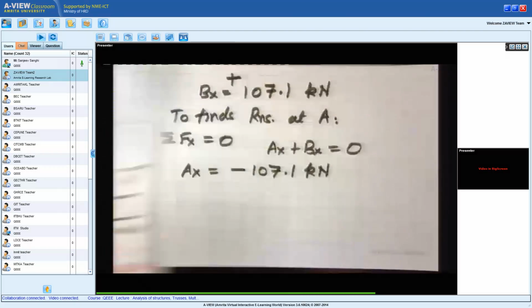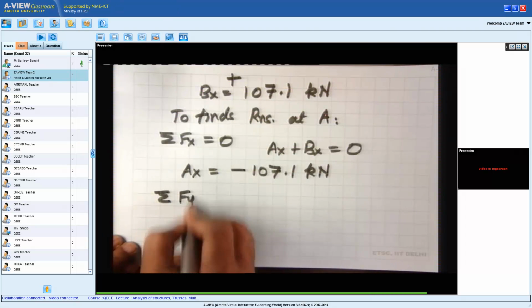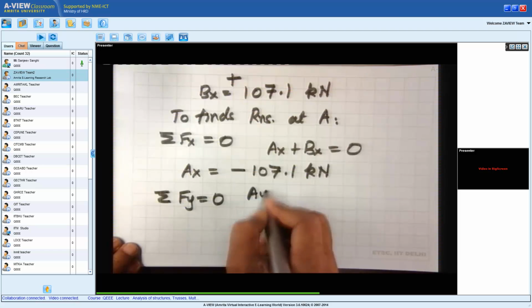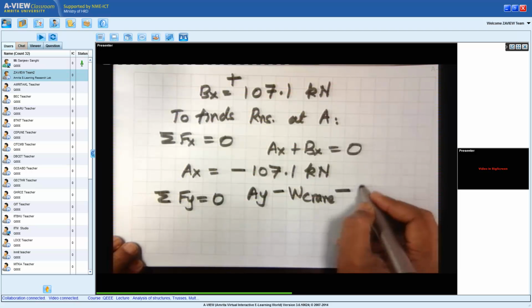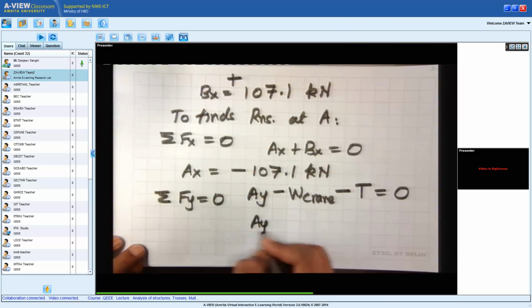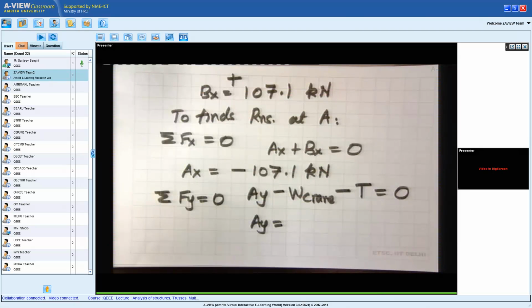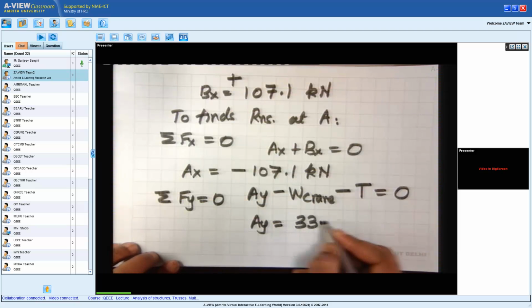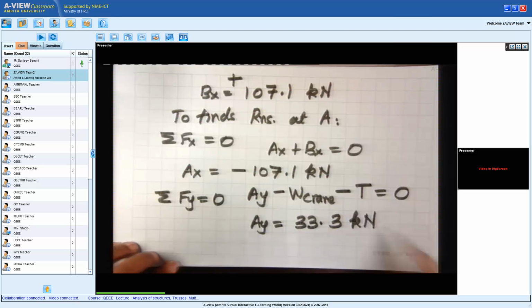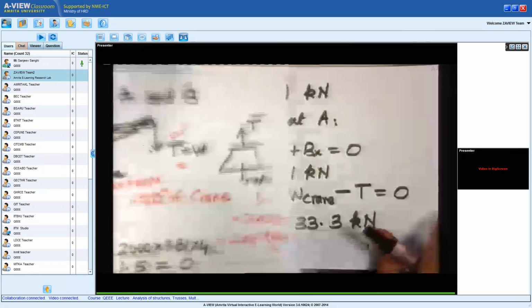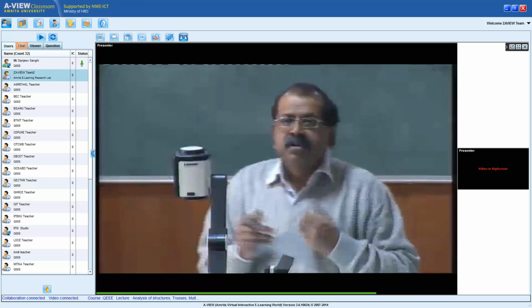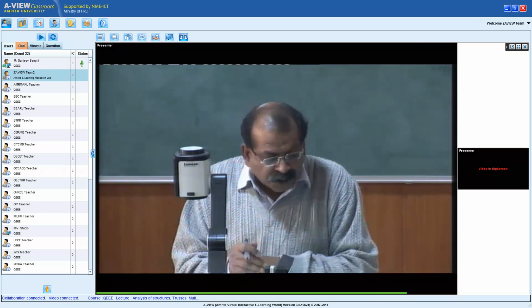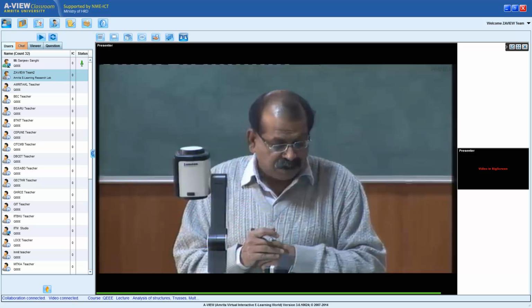And to find Ay, we can apply sigma Fy is equal to 0. That will give me Ay minus W crane minus T is equal to 0. And this gives the final answer as Ay is equal to... you add up the two weights and that will give you Ay. So this is how we solve a problem of this type. So planar problems can be solved by applying sum of forces is equal to 0, sum of moments is equal to 0.